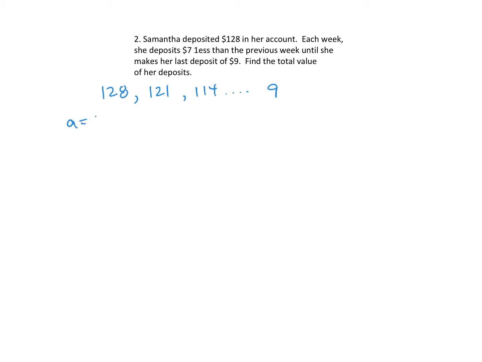Well, we know the first term. We know the common difference. It's going down by 7. The number of terms we don't know. So it's hard to add up the series if I don't know how many terms are in the series, and I don't really want to have to write them all out. So what we can do first is find the number of terms in the series.